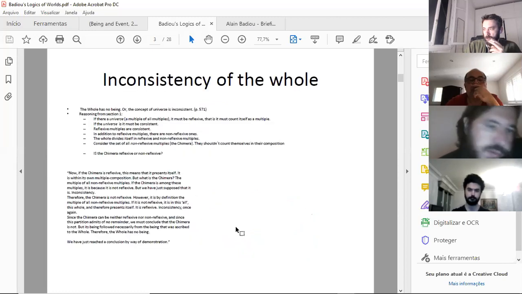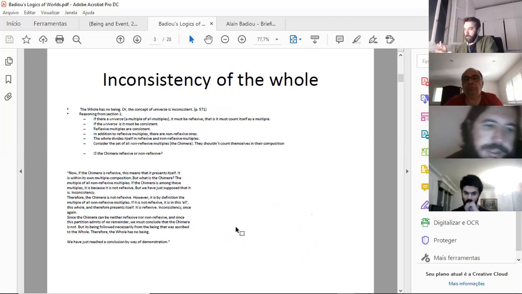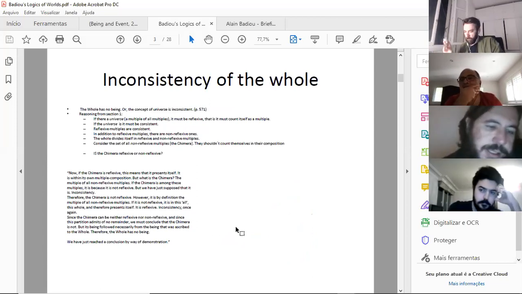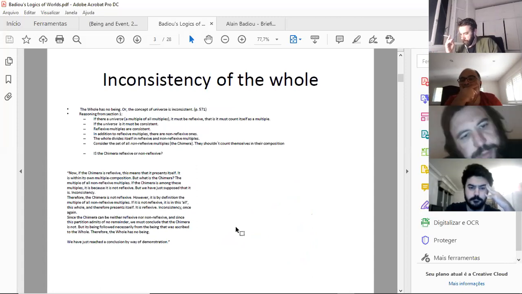I'm not going to read all this again, but you know the inconsistency of the whole. You might remember the chimera argument, right? Like the set of non-reflexive multiples. And there's this quote about it. Now, if the chimera is reflexive, this means that it presents itself. It is within its own multiple composition. But what is the chimera? The multiple of all non-reflexive multiples.